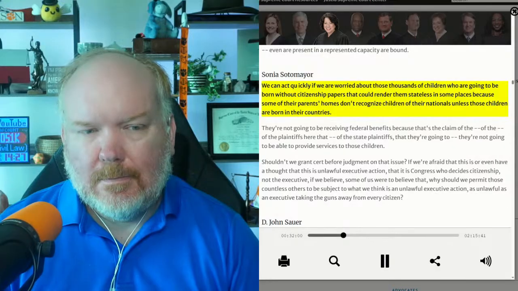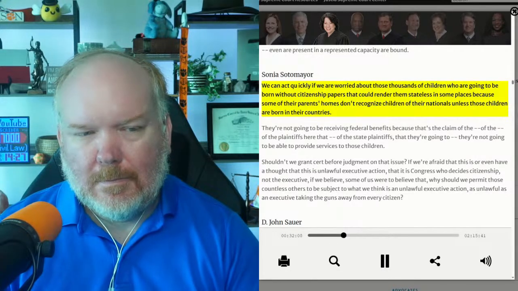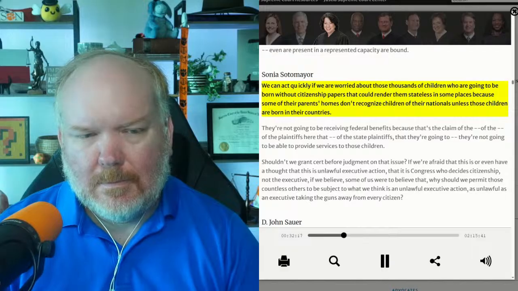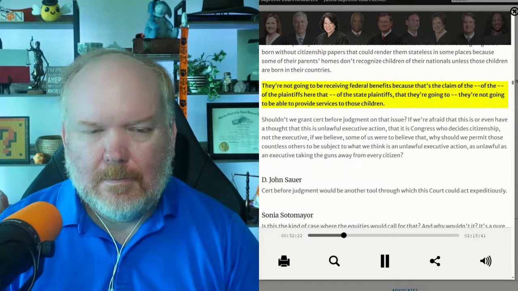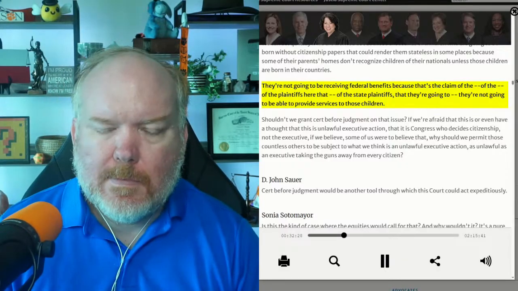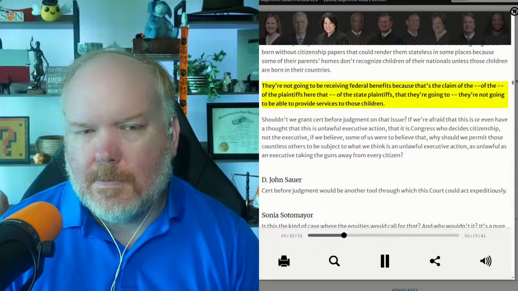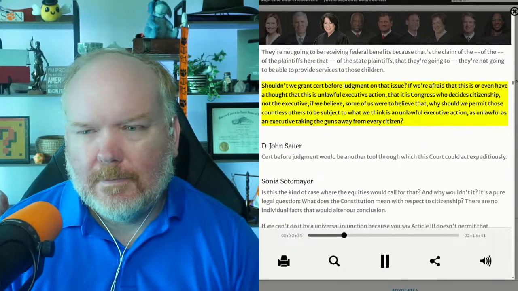If we are worried about those thousands of children who are going to be born without citizenship papers that could render them stateless in some places because some of their parents' homes don't recognize children of their nationals unless those children are born in their countries. They're not going to be receiving federal benefits because that's the claim of the plaintiffs here, of the state plaintiffs, that they're not going to be able to provide services to those children. Shouldn't we grant cert before judgment on that issue?